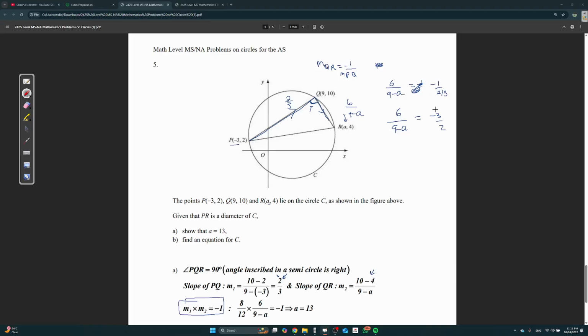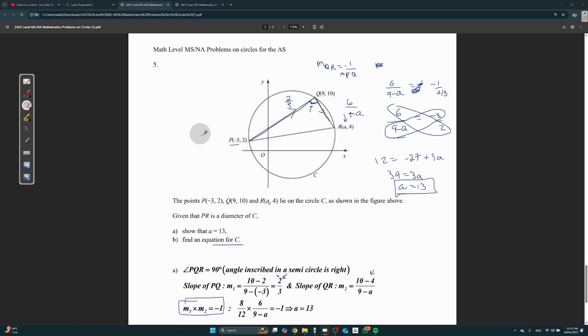So you get this, negative 3 over 2. Now you just cross multiply to find a. Very easy. 6 times 2, 12, is equal to negative 3 times 9, which is negative 27. Negative 3 times negative a is plus 3a. So 39 is equal to 3a, so a is equal to 13. Very nice.